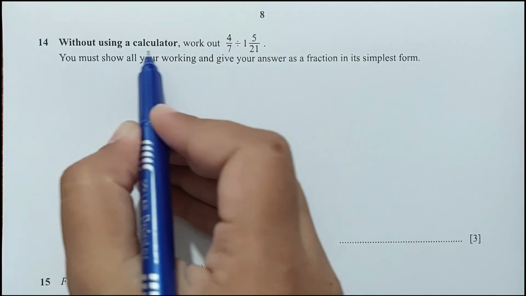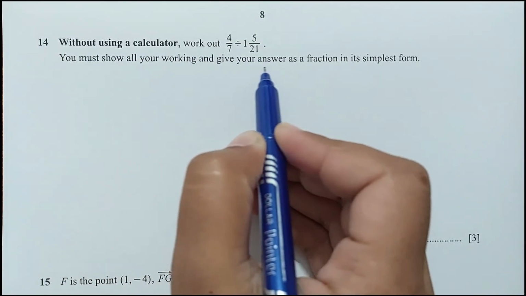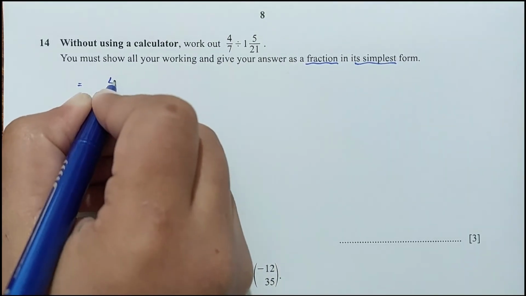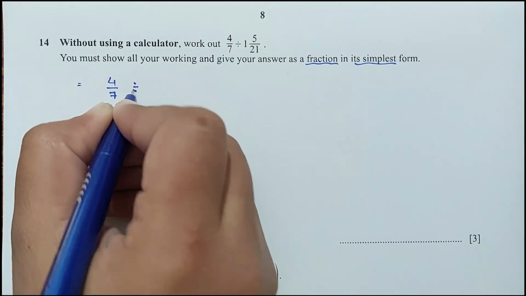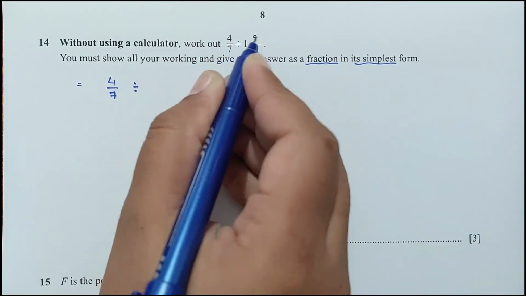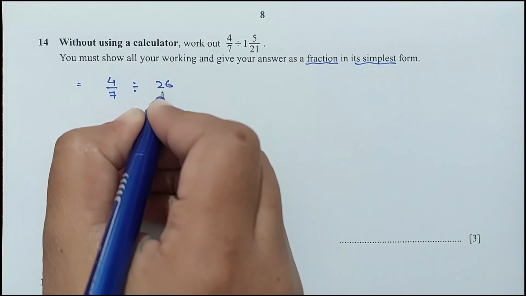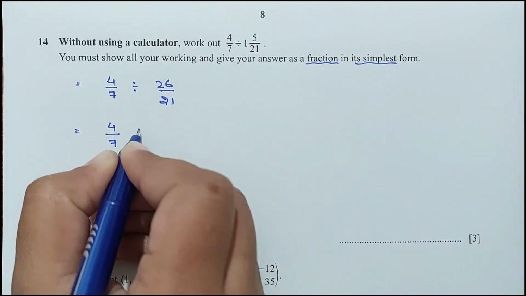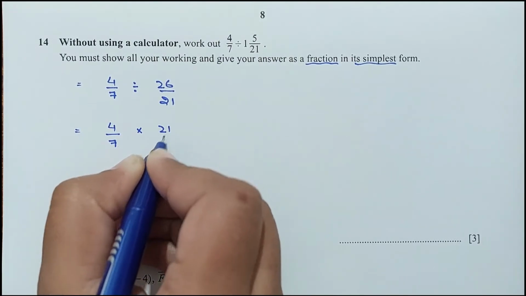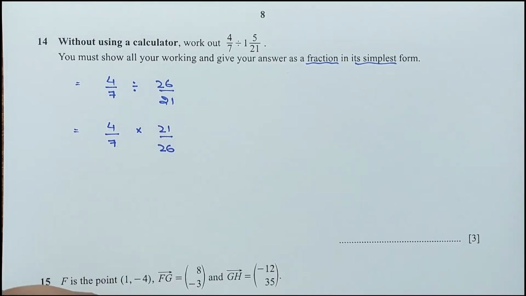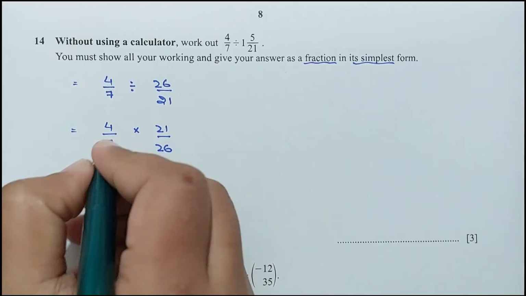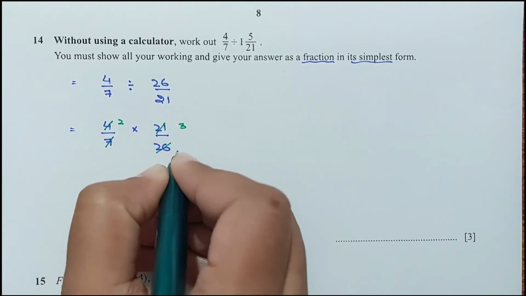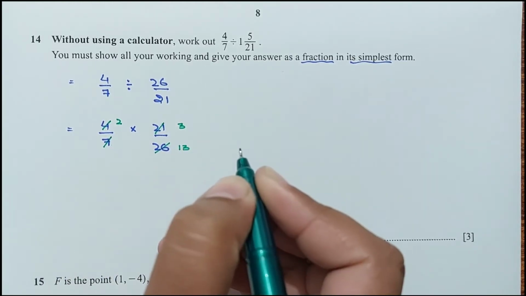Question number 14: without using a calculator, work it out. You must show your working and give your answer as a fraction in its simplest form. Okay, so we have 4 by 7 divided by, 21 times 1 is 21, 21 plus 5 is 26 out of 21, right? And this is 4 by 7. Division turns to multiplication and we take the reciprocal, 21 by 26. For further simplification, 7 times 1 is 7, 7 times 3 is 21, 2 times 2 is 4, and 2 times 1 is 2, and 2 times 3 is 6, right?